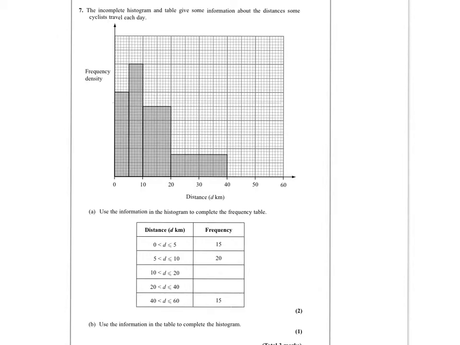Okay, so the incomplete histogram and the table give some information about the distance cyclists travel each day. So we're looking for ones that we're given. We're given 0 to 5 and we're given 5 to 10, so it doesn't really matter which one I pick. I think this one's got a width of 5 there. So the frequency density is going to be the frequency divided by the width, which is 3. So that means when I look at the bar here, that should be 3. So that tells me the scale is nice and easy. That's 4. I can just check it with this one. 4 times 5 is 20. Yep, it works for that one as well.